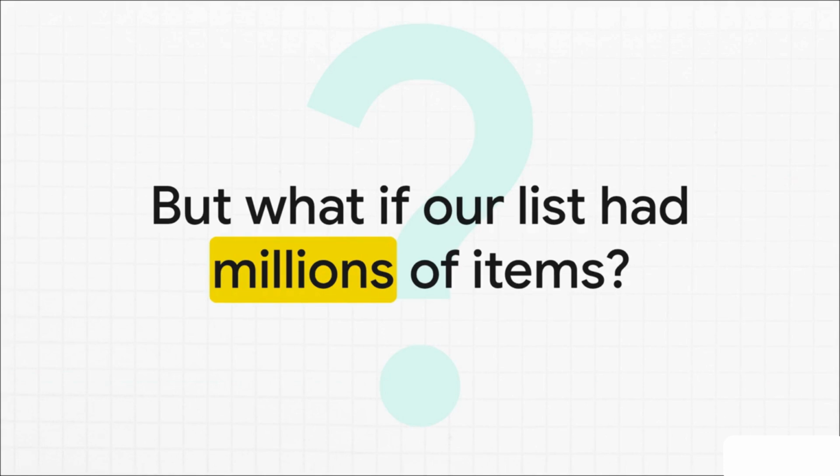But what happens when you try to scale this up? What if you're a website searching through millions of products? Checking every single one would take forever. The beautiful simplicity of linear search is also its greatest weakness. It can be incredibly, incredibly slow.